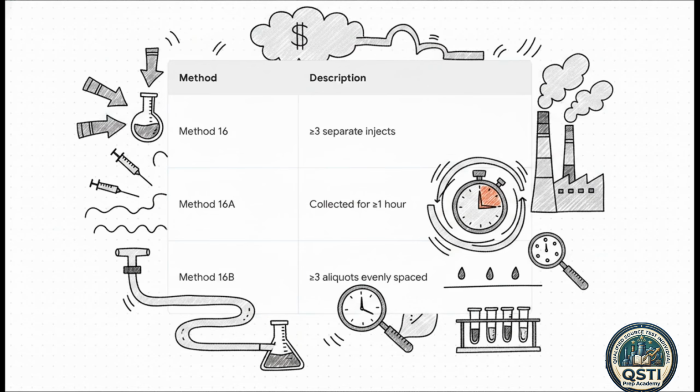And then for Method 16B, you have to analyze a minimum of 3 distinct aliquots, which, by the way, are just small, equal-sized sample portions, spaced evenly over the duration of your test period.